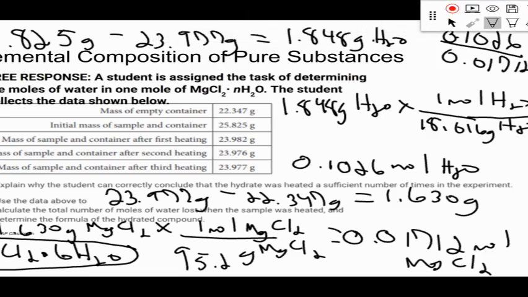So again, this is a more complicated method of figuring out what our empirical formula is. This is the empirical formula for a hydrate. And it does take several steps, and AP likes giving us data tables like this, and we just have to know how to use them and how to read them.